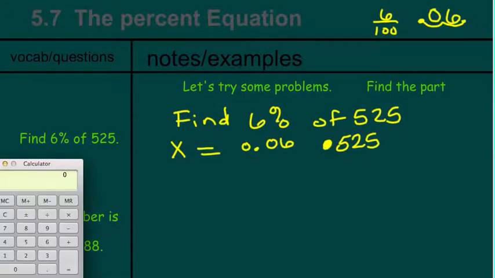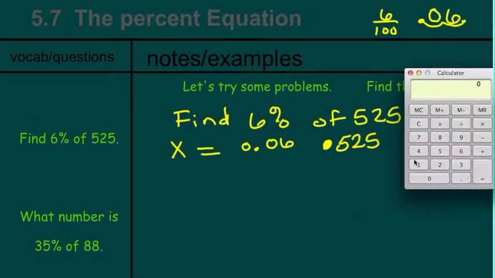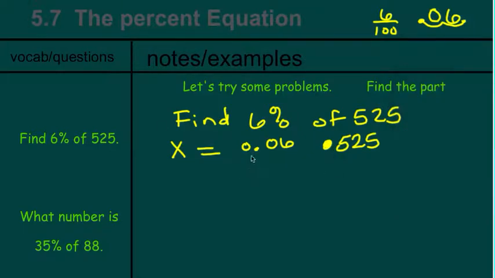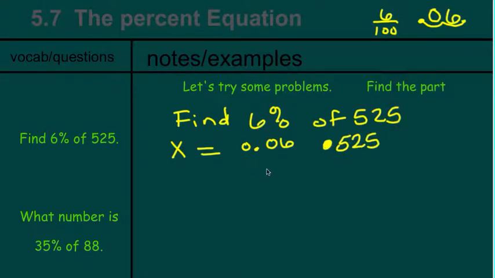I'm not going to solve all of the problems for time's sake, but I will just in case you're checking some at home. 0.06 times 525 is, oh, I can't do that. X is 31.5. 31, there it comes, 0.5. X equals 31.5. Now go back and see if that makes sense.